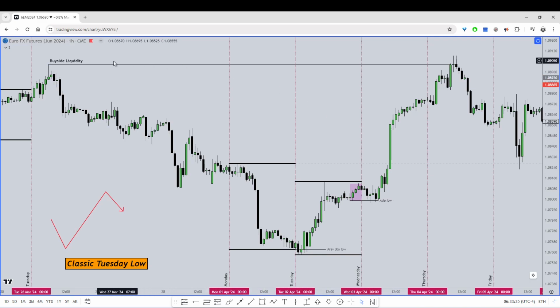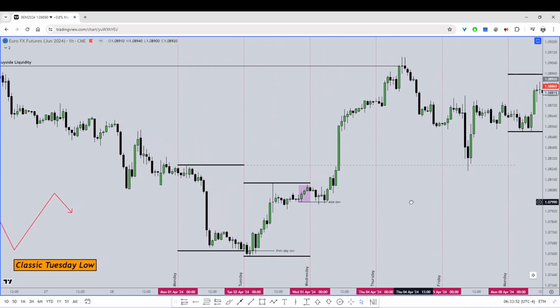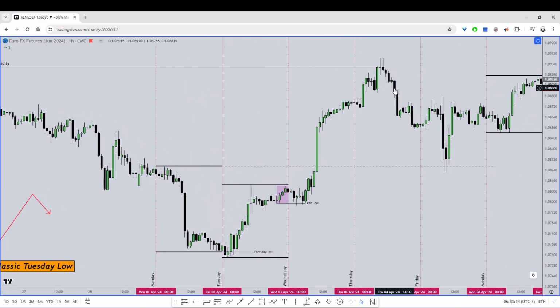Now the relevance of looking back is obvious, because then we punch into the buy side here on Thursday, which pulls the classic Tuesday low profile for reversal on Friday into play. Now Thursday into Friday's price action goes bearish, and where does it come back to? It revisits Monday's range, closing up this week.